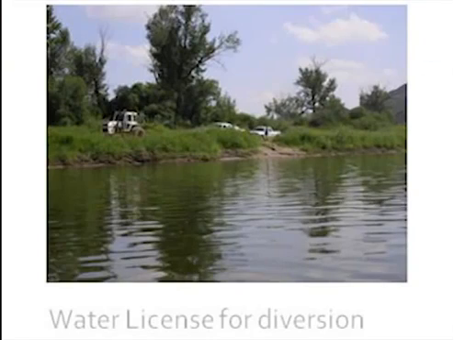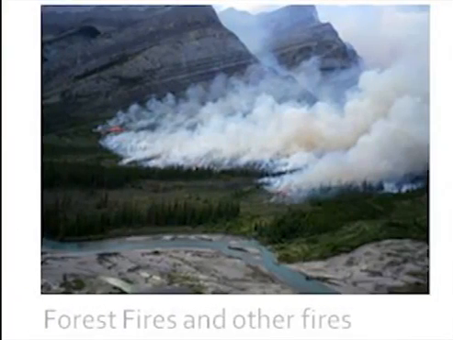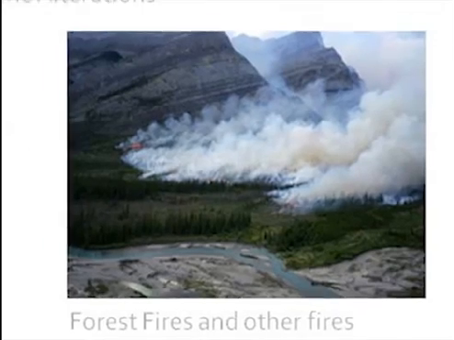Water licenses for diversion, so they're pumping straight off the river. Very few kids understand that water is taken straight from the river to be used in different situations. And of course, forest fires, how they affect the river, we have to take water to fight the fires, but also it opens up for erosion.